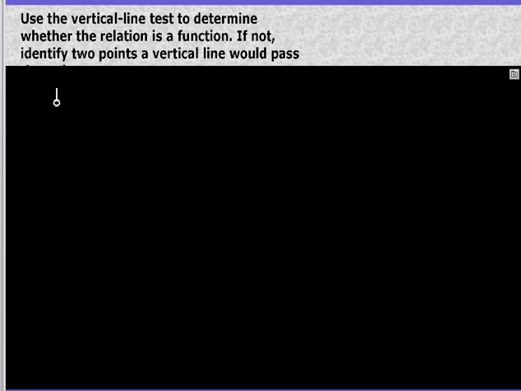Another way to tell whether you have a function if all you have is a graph is the vertical line test. So you can use the vertical line test to determine whether the relation's a function. How does it work? You draw vertical lines down the graph. If at any point it only passes through one point on the graph, then it is a function. If you draw a vertical line and at some place in the graph it touches more than one point, then it doesn't pass the test and it's not a function.